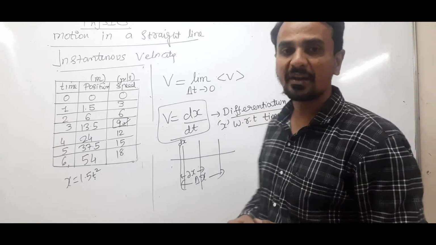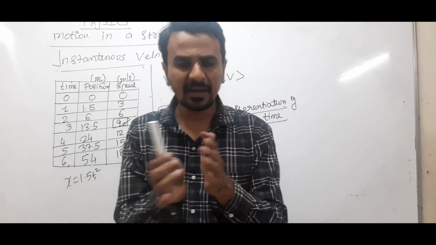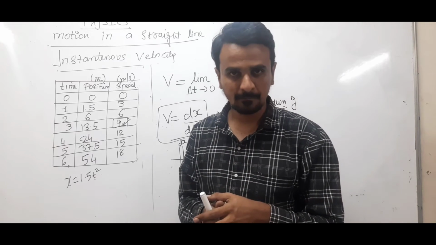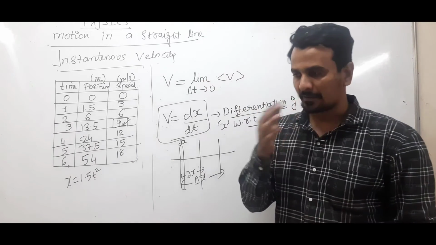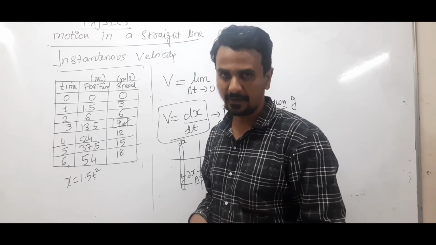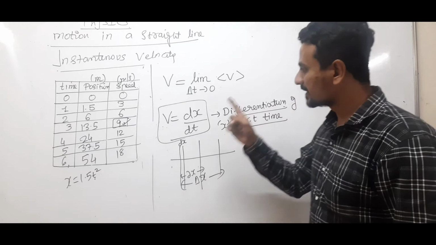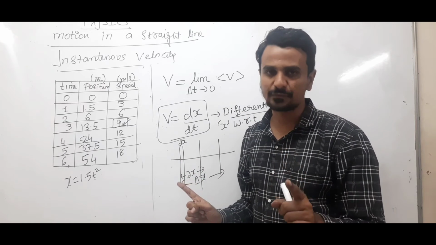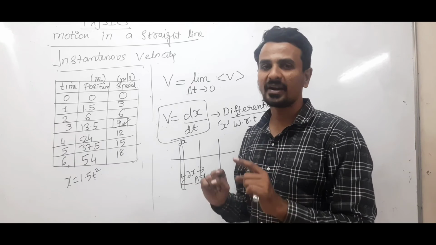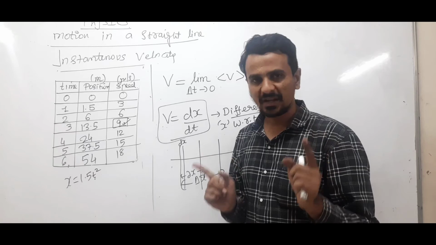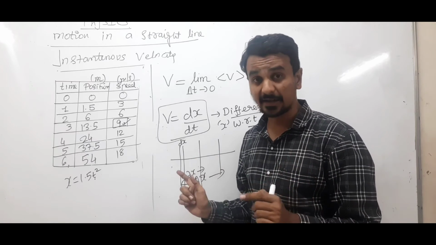Differentiate means to divide anything into very small quantity. That is the meaning of differentiation, right? To divide any quantity into very small parts. So finally, instantaneous velocity is dx by dt, differentiation of x with respect to time, or d by dt of x, or dx by dt. Clear? This is instantaneous velocity.